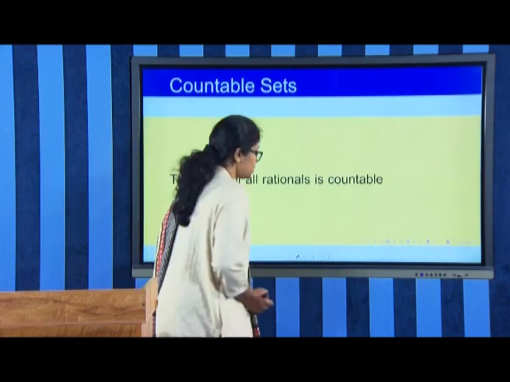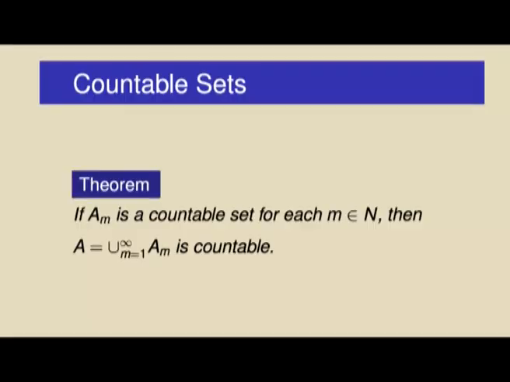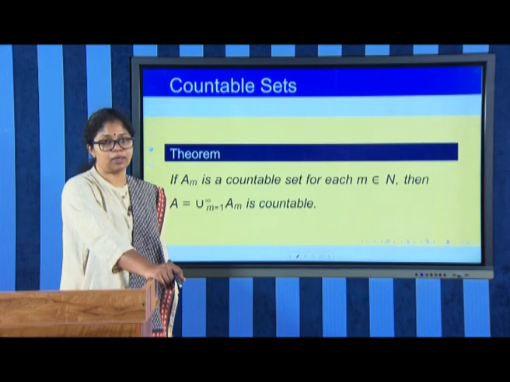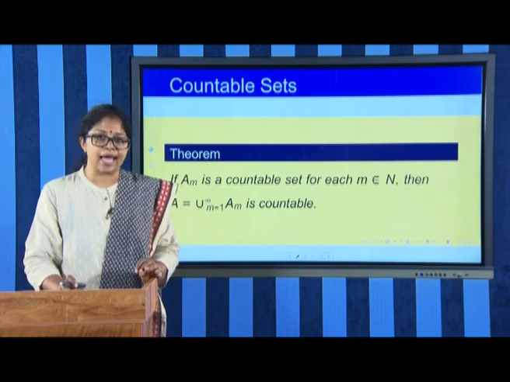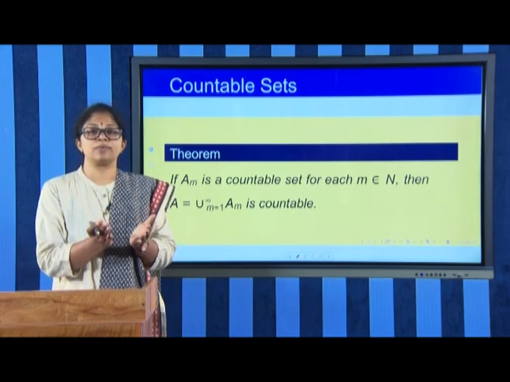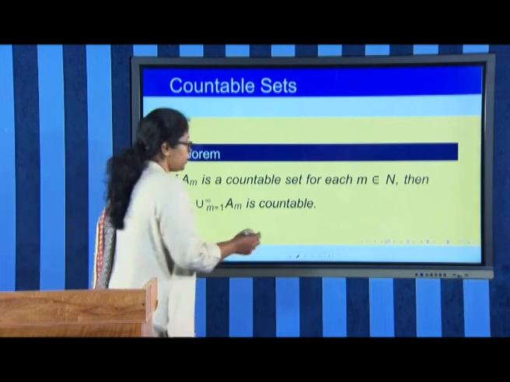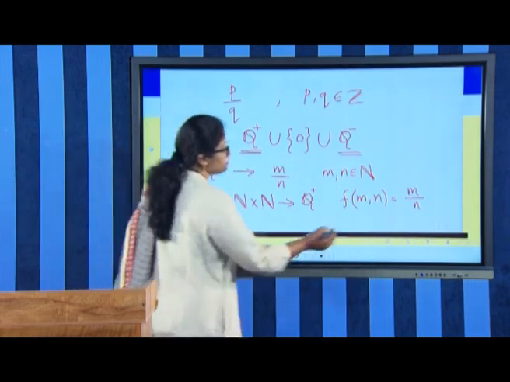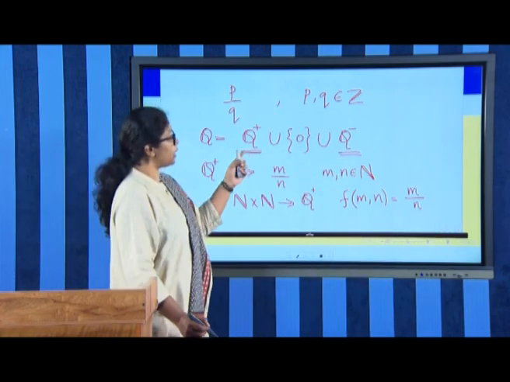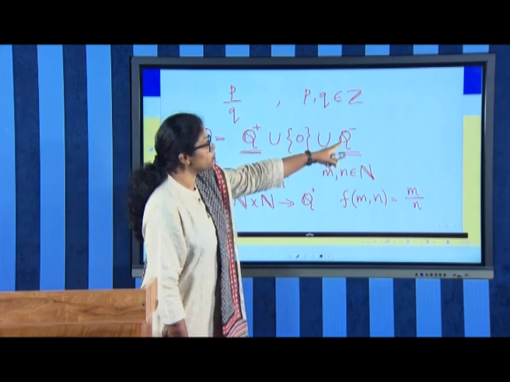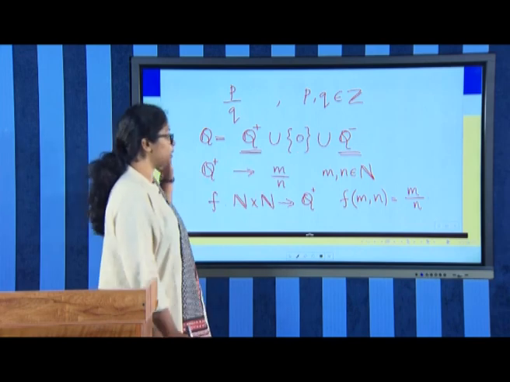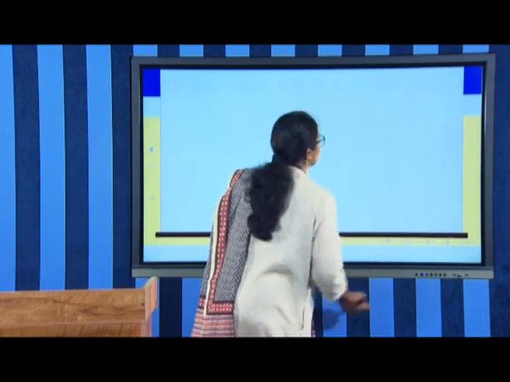So, we can see in the next result, if A_m is a countable set for each m element of N, then the union of this A_m is also countable, or in simpler language, we can restate this theorem as: a countable union of countable sets is countable. Now, how is this possible? We can see that this is the underlying result for showing that Q is countable here, because Q plus, set 0 and Q minus are all countable sets and hence the union becomes countable. So, we are going to prove that result.